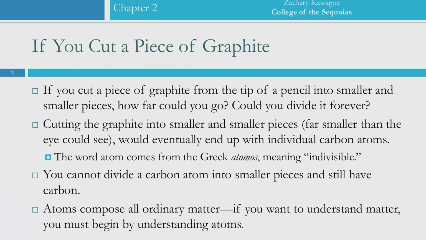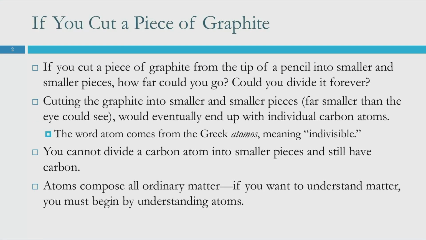So you may know that graphite is what's in most modern pencils. If you were to cut a piece of graphite from the tip of the pencil into smaller and smaller pieces, how far could you go? Could you just divide it infinitely forever? The answer is no, you could not divide it infinitely forever. Eventually you would get to some smallest layer of graphite.